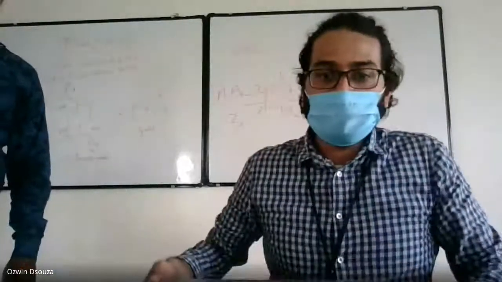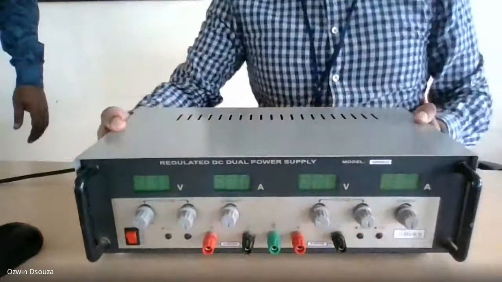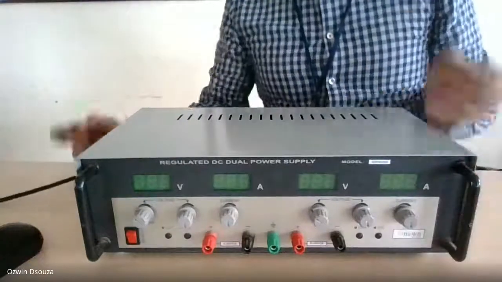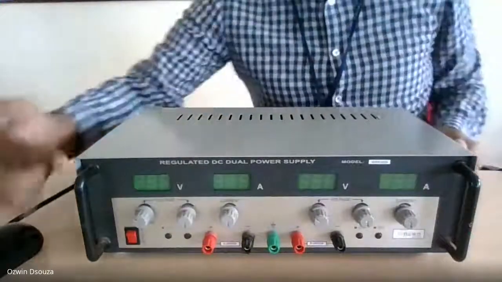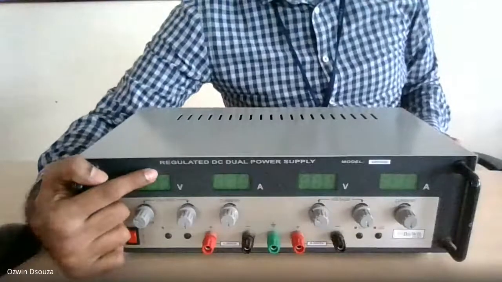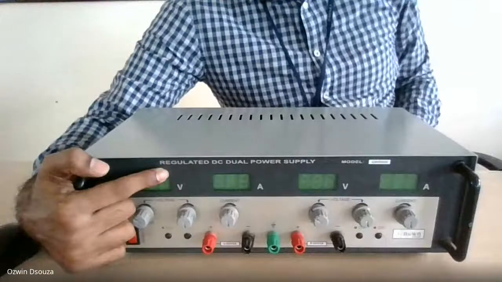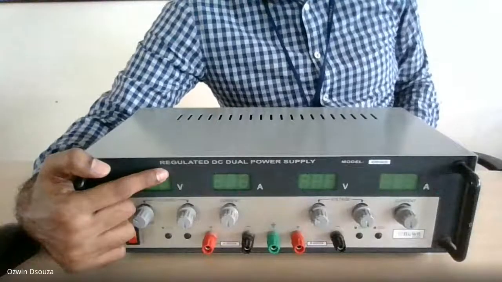Okay, next up we have a DC source, pretty heavy. This is your DC source. All right. Can you turn it on, sir? I think this is very much legible because the font size is quite big. What is written? It's written that it's a regulated DC dual power supply.